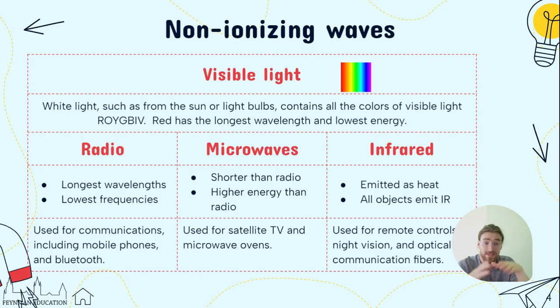Visible light also has a certain wavelength and a certain frequency. If those change, we have a change in color. So colors have different wavelengths and different frequencies, red being the longest wavelength and violet on the other end having the shortest wavelength.